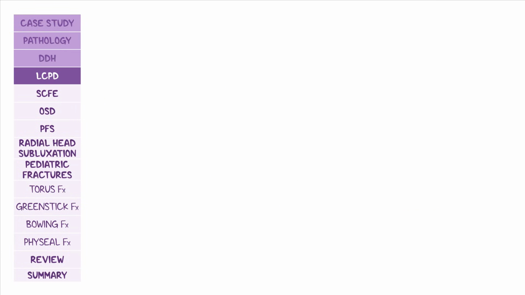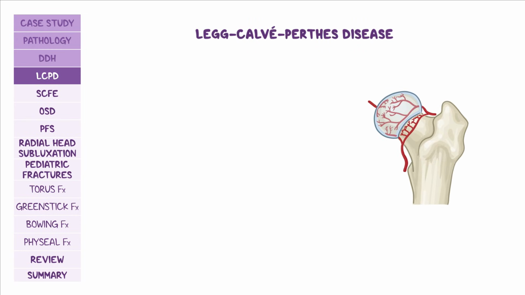Alright, moving on to Legg-Calve-Perthes disease. This is a hip disorder that occurs when the blood supply to the head of the femur gets disrupted. Normally, the head of the femur is supplied by 3 main arterial branches, which are the medial and lateral circumflex arteries and the artery of ligamentum teres.